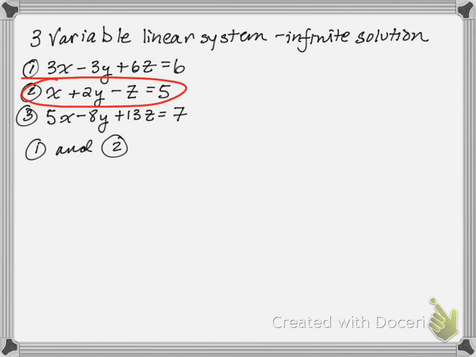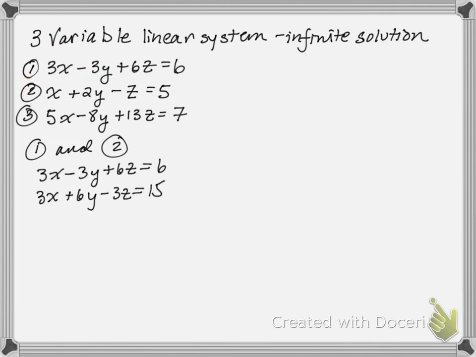eliminate these common 3x's. So here I've got equation number 1, and then here I've got equation number 2, but everything is multiplied by 3. Since the x terms are matching up, I'm going to subtract the second equation from the first equation, and that'll yield 9y plus 9z is equal to -9.